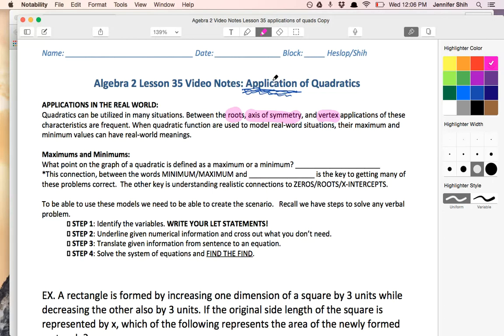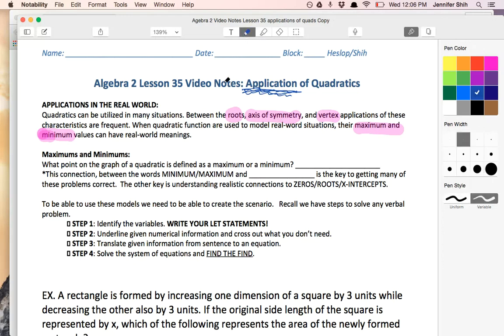When quadratic functions are used to model real-world situations, their maximum and minimum values have real-world meanings. And this concept that you have a maximum and a minimum of a quadratic is going to be used in your higher math courses as well.